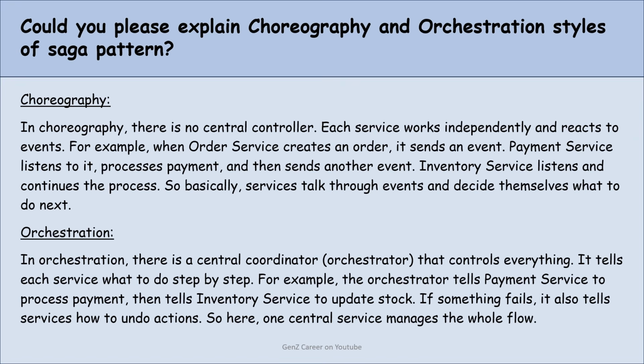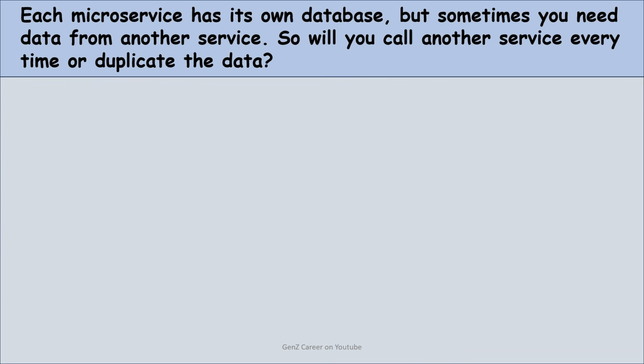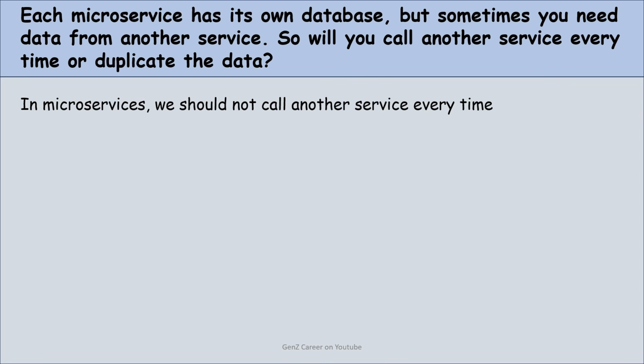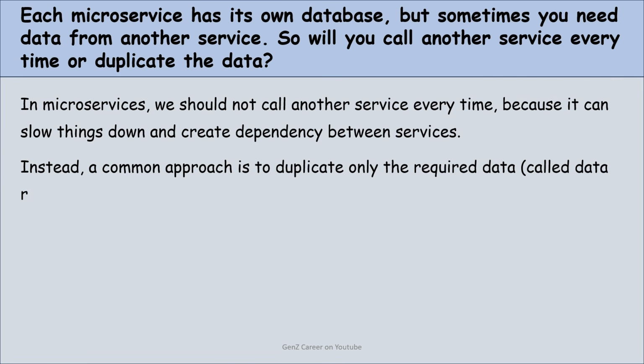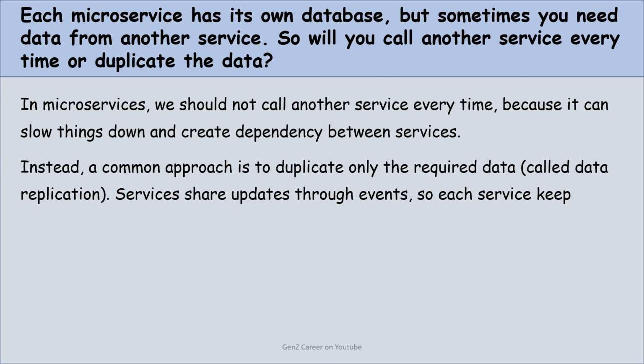And next interesting question would be, guys, each microservice has its own database, but sometimes you need data from another service. So will you call another service every time or duplicate the data? This is a very tricky question. Basically in microservices, we should not call another service every time because it can slow things down and create dependency between services. Instead, a common approach is to duplicate only the required data, called data replication. Services share updates through events, so each service keeps a small copy of the data it needs. This makes the system faster and more reliable.